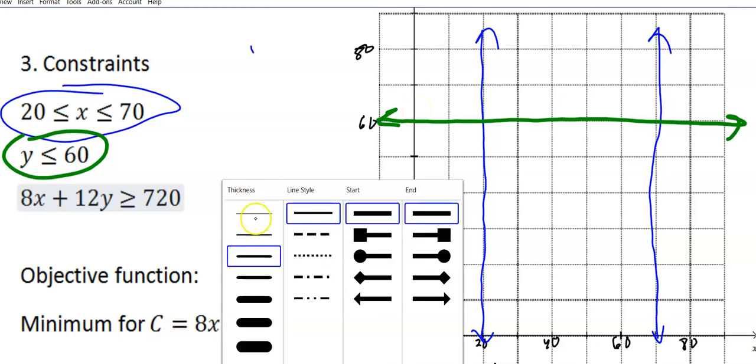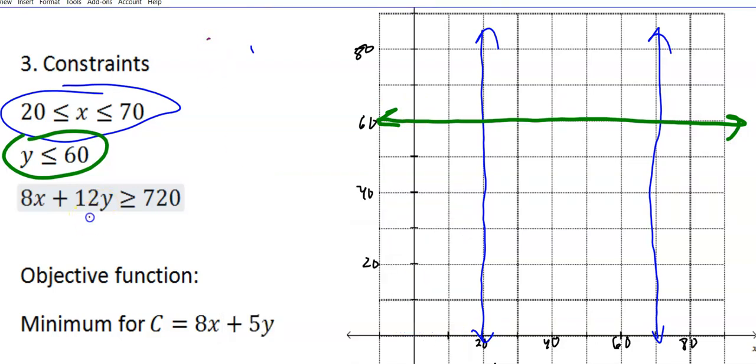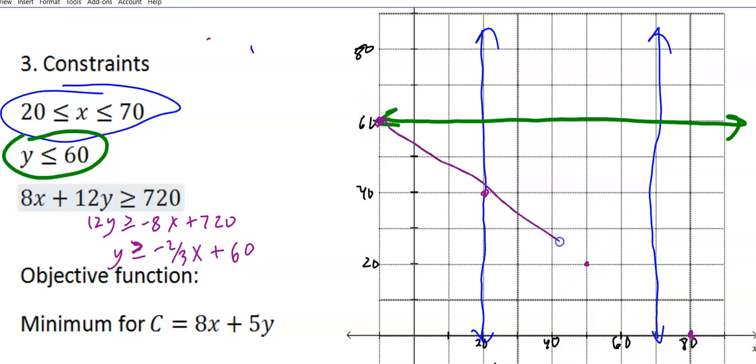And I might have to do a little bit of work for this one. So you get 12y greater than or equal to negative 8x plus 720. Divide by 12, you get y greater than or equal to negative 2/3 x plus 60. So 60 is the y-intercept, slope is negative 2/3. I scaled them the same, so I'm going to go down 2 even though it's 20, and right 3, even though it's 30, because it's the same ratio. Down 2 over 3, down 2 over 3, and you've got this.